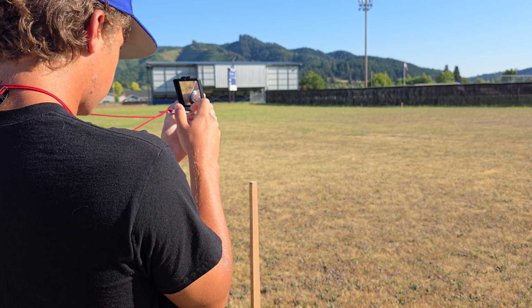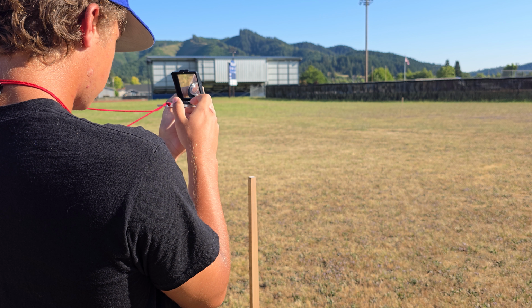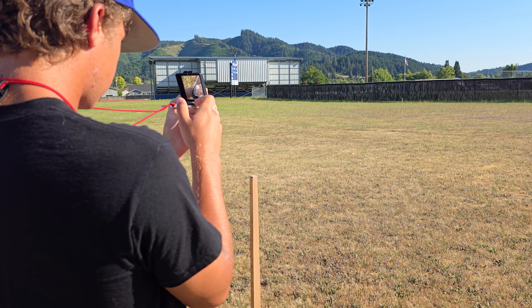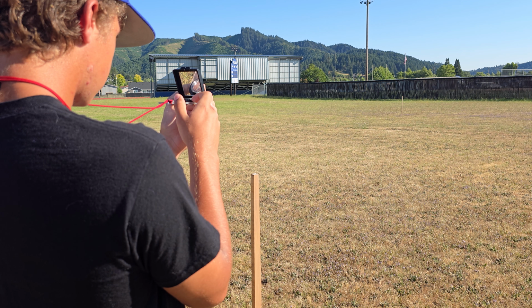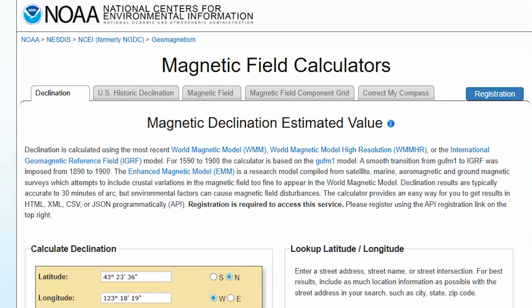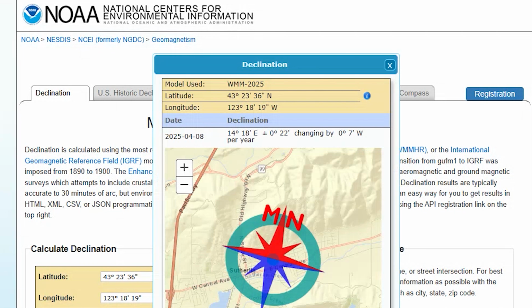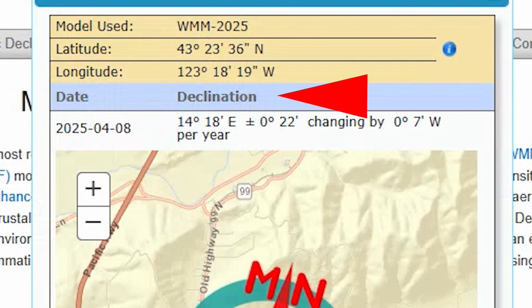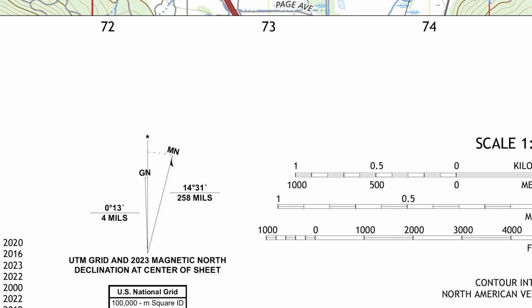To ensure accuracy, we adjust our azimuth compass by setting the declination, which is the difference between magnetic north and true north. Declination varies depending on where you are on the planet. You can find the declination for your exact location using resources like the National Oceanic and Atmospheric Administration (NOAA) website, which provides it based on your coordinates or address. Declination is also often shown on maps, usually in the legend, so you can set your compass accordingly.